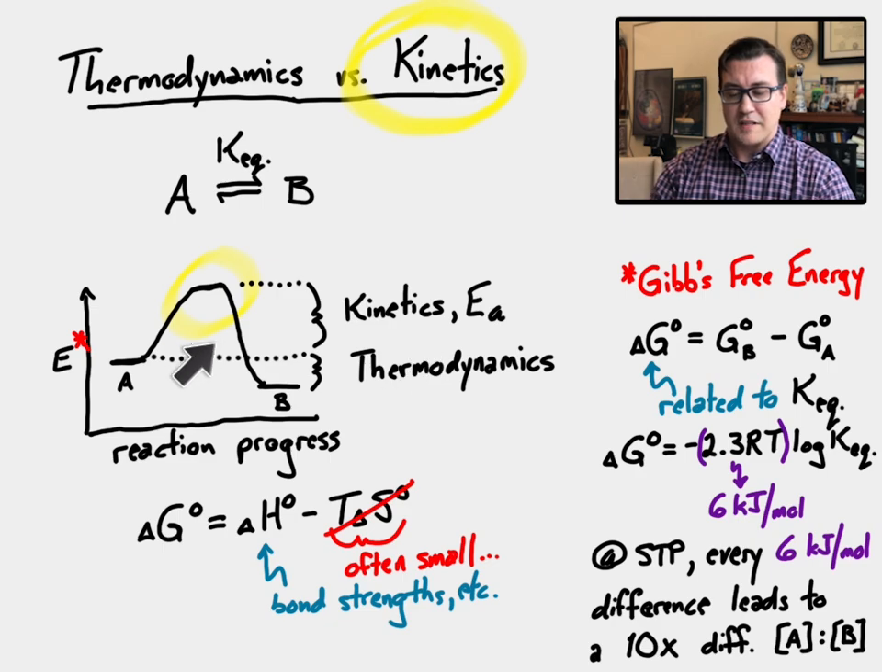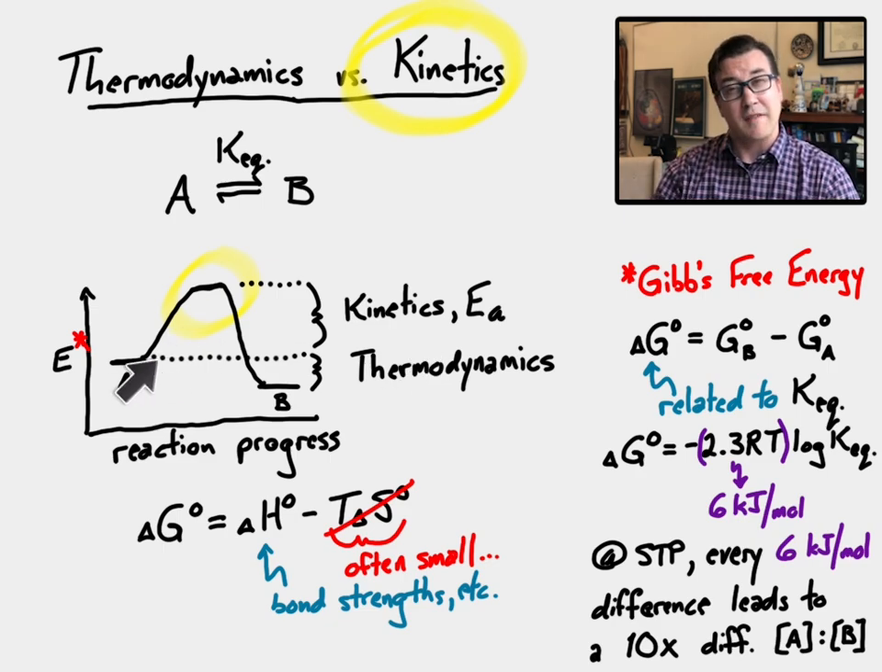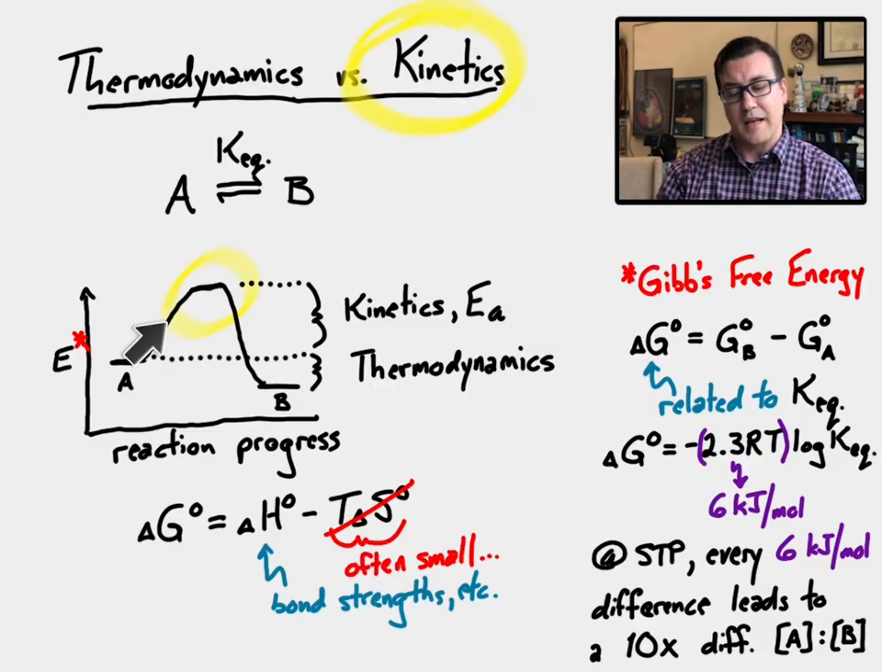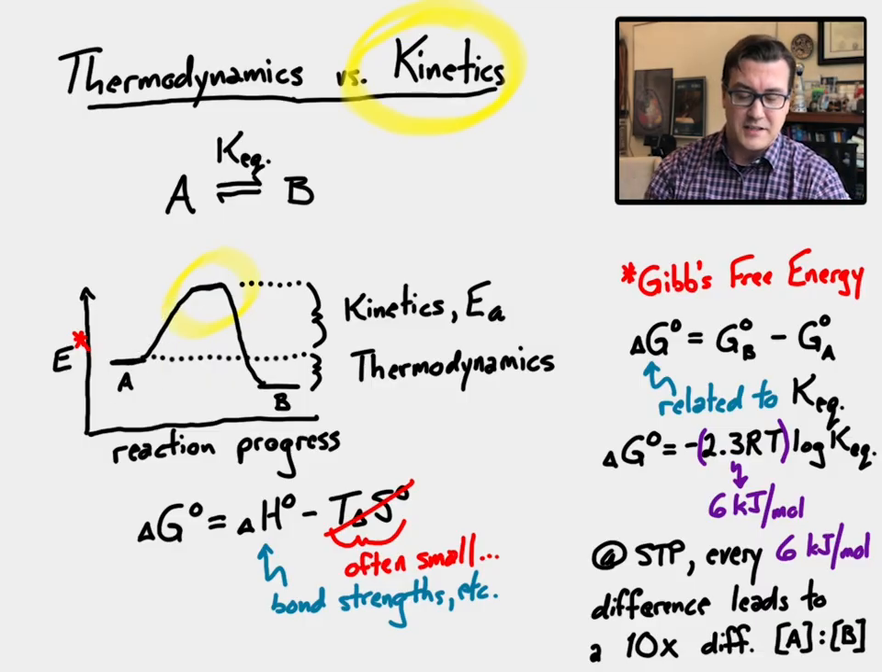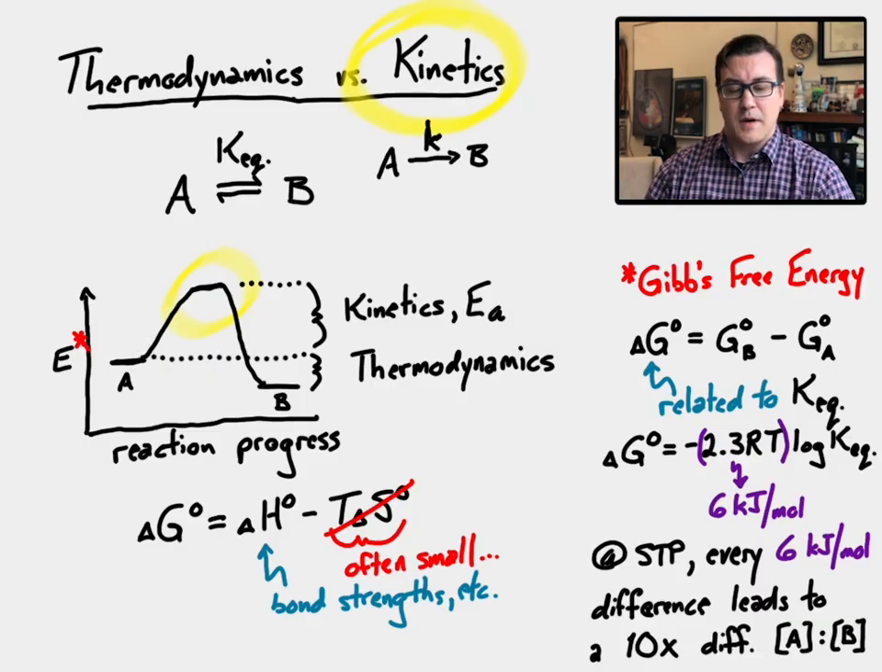And we can refer to this barrier as the activation energy barrier, or the amount of energy that goes into getting over this barrier as the activation energy. So when we're thinking about kinetics, we're thinking about this little k, which is a rate constant, and this tells us we can calculate how fast we go from A to B looking at a rate constant.